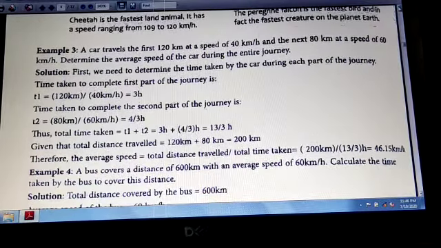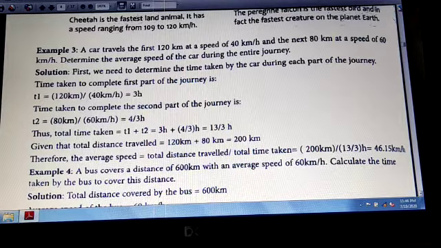Now a car travels 120 km at a speed of 40 km per hour, and next 80 km at a speed of 60 km per hour. We have to determine the average speed. So what is the formula? Total distance traveled by total time taken.